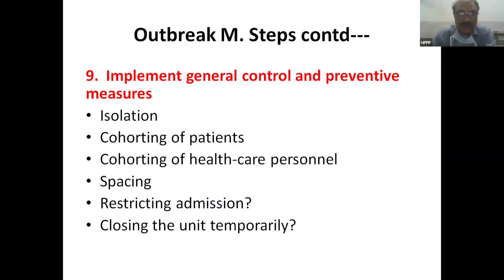The health personnel involved in care of a particular group of patients should not be involved in care of another group of patients. So many times, if you have sufficient staff, even cohorting of health personnel is required. There must be proper spacing, ideally 3 meter distance, but if that is not possible, at least more than 1 meter distance should be maintained. At times one requires restricting admission and even temporarily closing the unit, depending on the severity of your outbreak.